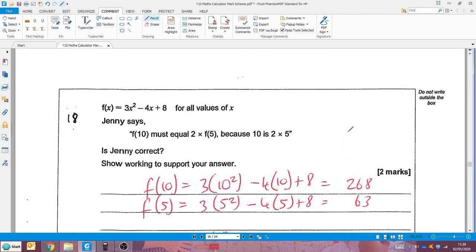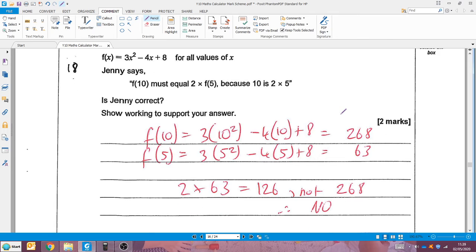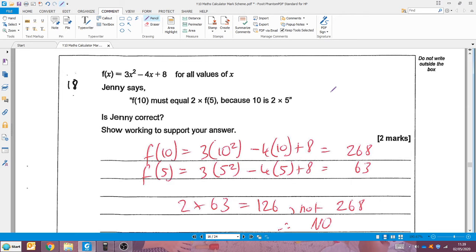Okay, a lovely easy function question. I suppose they're going to call this grade 9, but it's nowhere near the back of the book, so it's very easy. It's just substitution into a function. Jenny says f of 10 must be 2 lots of f of 5. It's only 2 marks anyway, so let's get them. Is she right?